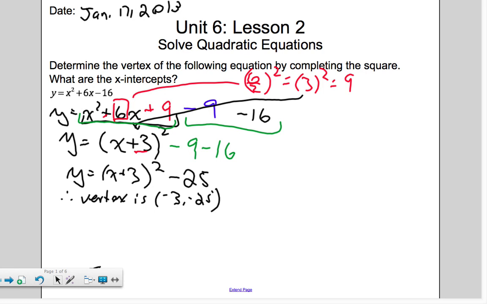Oh, I see. That was the whole idea of getting that 9, so that we could factor it so that it looks like a perfect square trinomial. So the 3 is from the square root of 9. You could look at it that way as well. Oh. Okay. Any other questions?